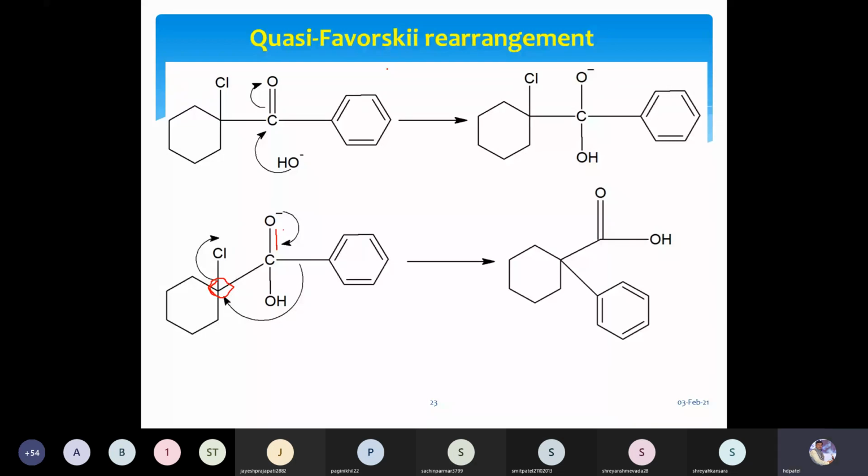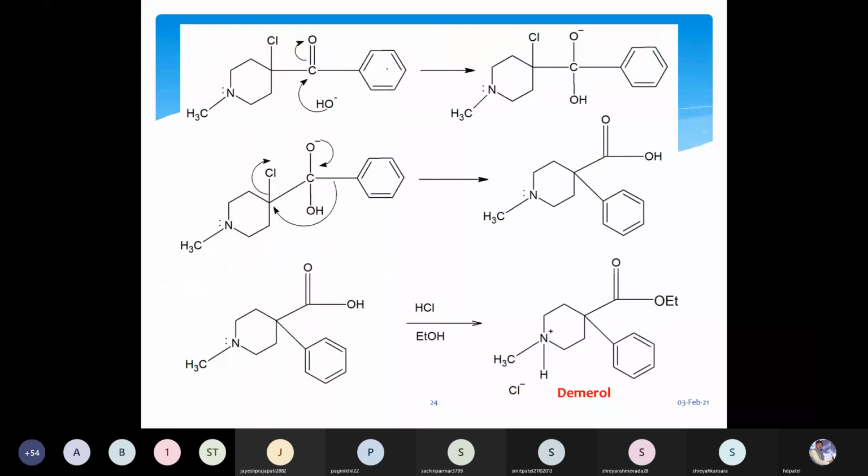So this is known as Cauchy-Favorsky rearrangement. Now the reaction in detail for another important product, demerol, which is a pharma product. To synthesize demerol, the whole reaction is based on Favorsky only. Means with the support of the Favorsky reaction, we can prepare an important pharma product. How? Instead of the normal cyclic compound, here a heterocyclic derivative is there, but the pathways are the same.